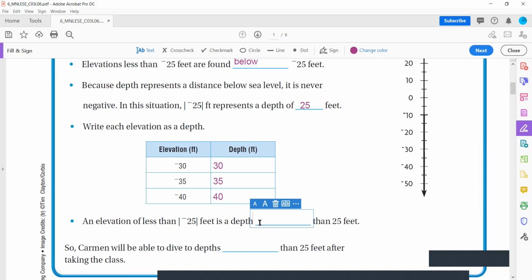If I say elevation less than minus 25, girls, you know that minus 25 means it is positive 25. If I say less than 25, is it above or below the number line? Above. It has to be above because minus 25 actually becomes 25. So of course the less than means it has to be above.